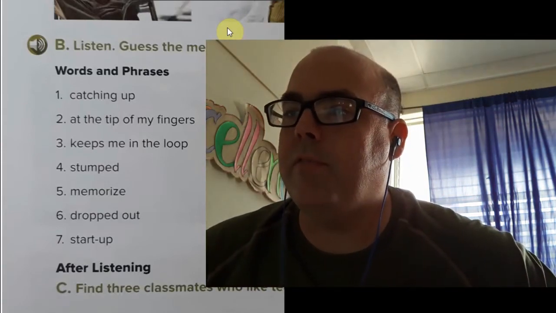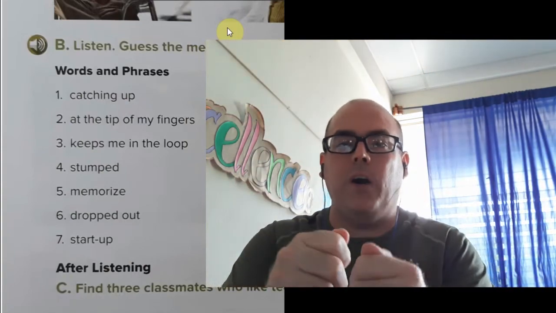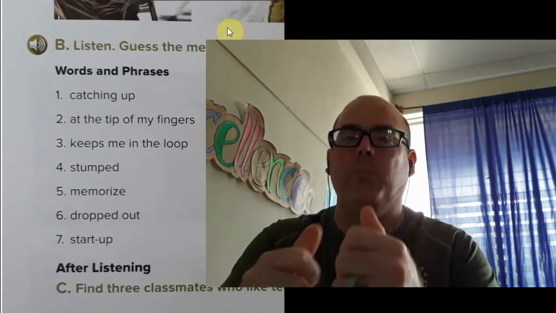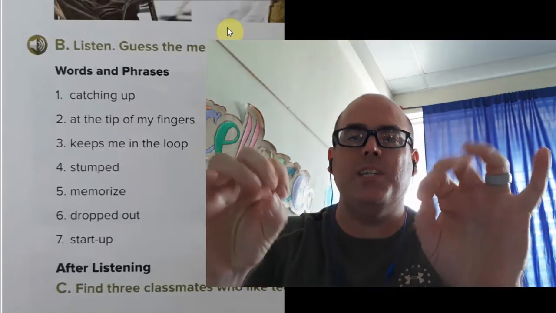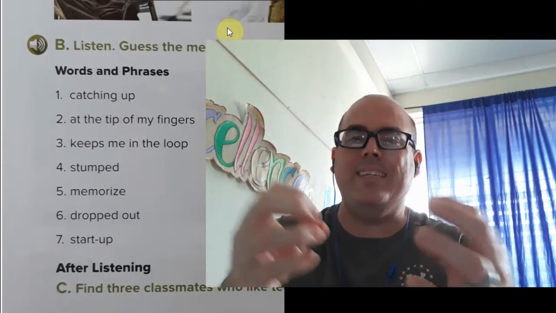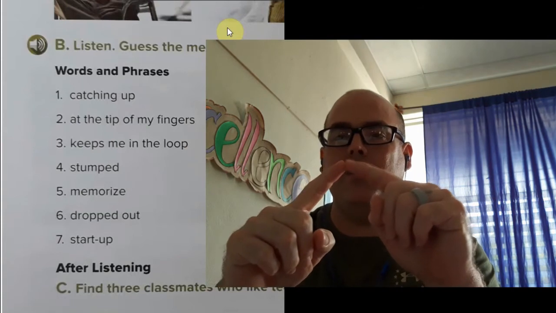At the tip of my fingers, number 2, that means when you can use your phone or a tablet or your computer, send a message. It's at the tip of your fingers, means you can touch it. It's close, it's easy to do. At the tip of your fingers. This is the tip of your finger.